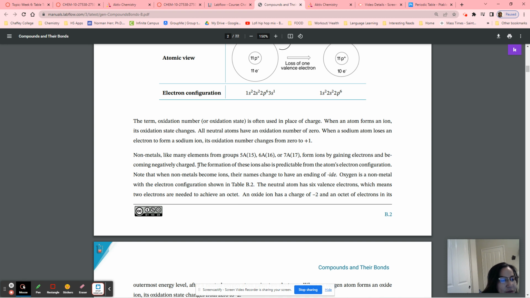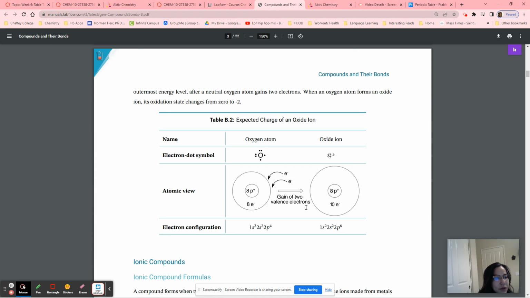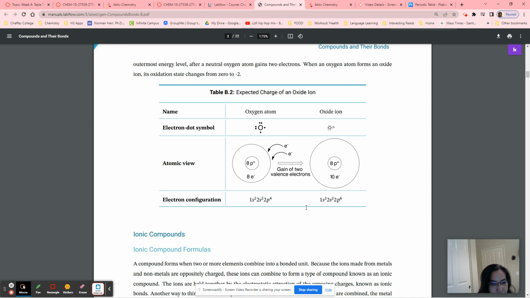Now, what happens to the name ending? So a cation stays the same in its name, while an anion changes its ending to "ide." I believe we did this in chapter 5, a little bit of the name ending. Okay. Let's go ahead now and look at this one.